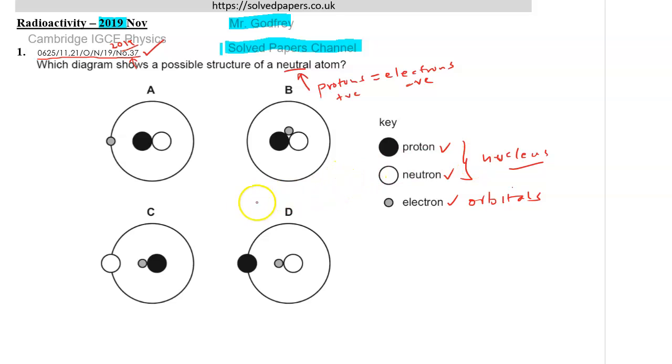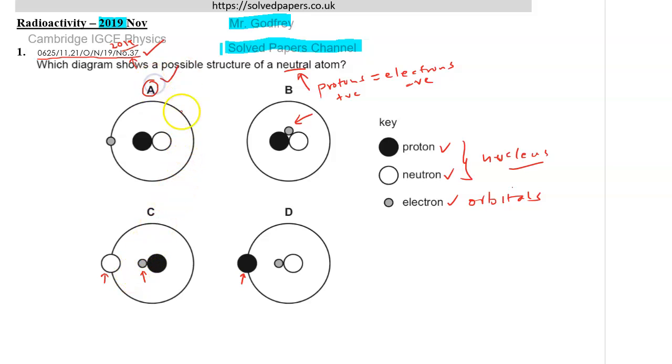And therefore, definitely D is out. You don't find protons in the orbitals. B is out because you don't find electrons in the nucleus. And likewise, C is out because you don't find electrons in the nucleus, neither do you find neutrons on the energy levels. So the correct answer is A.